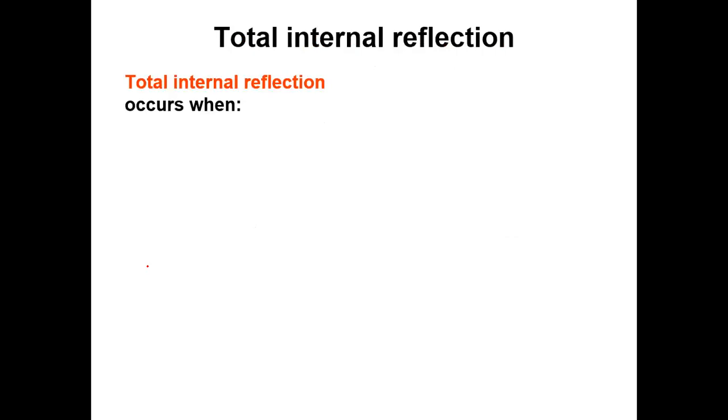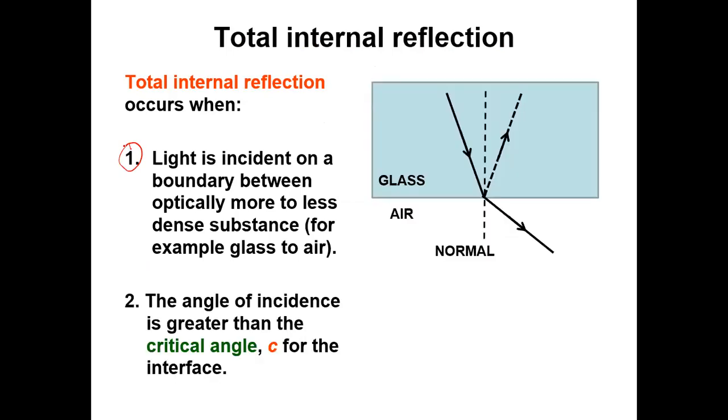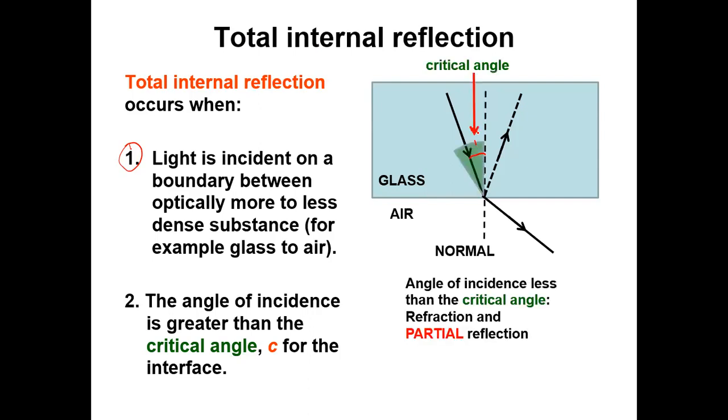Okay, now let's go to total internal reflection. It is the process which happens in the dense medium when light is reflected back inside the dense medium. For total internal reflection to happen, two conditions must be satisfied. Light is incident on the boundary between an optically dense and a less dense medium, so light should be traveling from dense medium to less dense medium. And then the angle of incidence should be greater than the critical angle. So these are the two conditions for total internal reflection to happen.